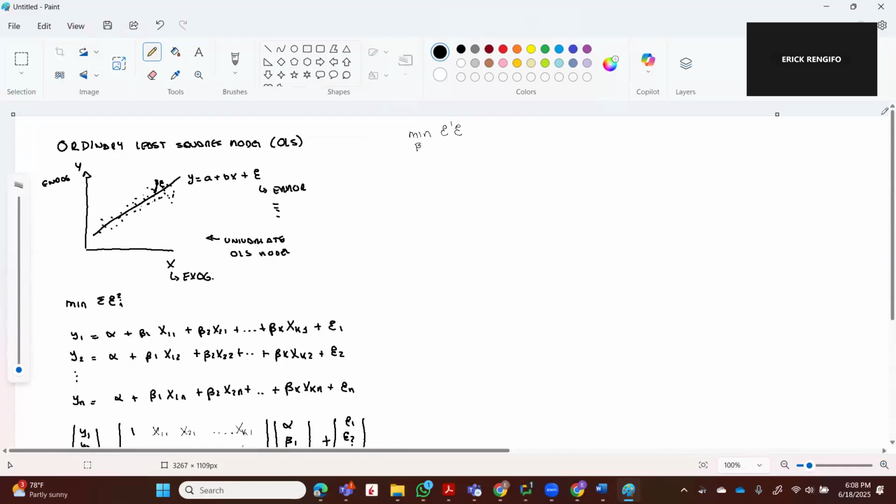And then, guys, if you do the mathematical exercise for this one here, what you're going to find is that beta, the estimation of beta, is going to be (x prime x) to the minus 1, x prime y. So this is one of the equations that I want you to program in your code.